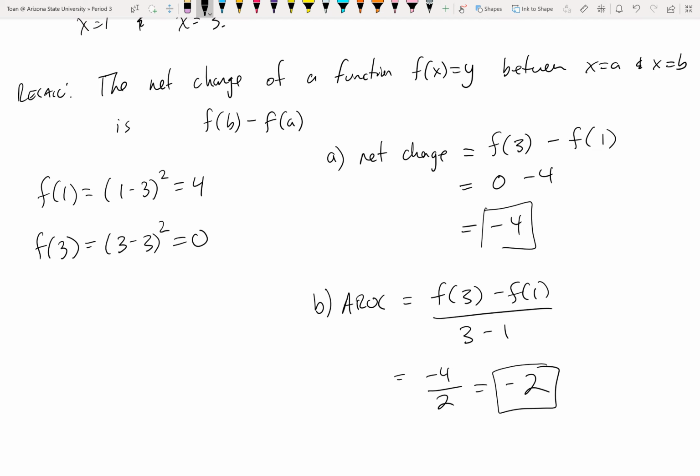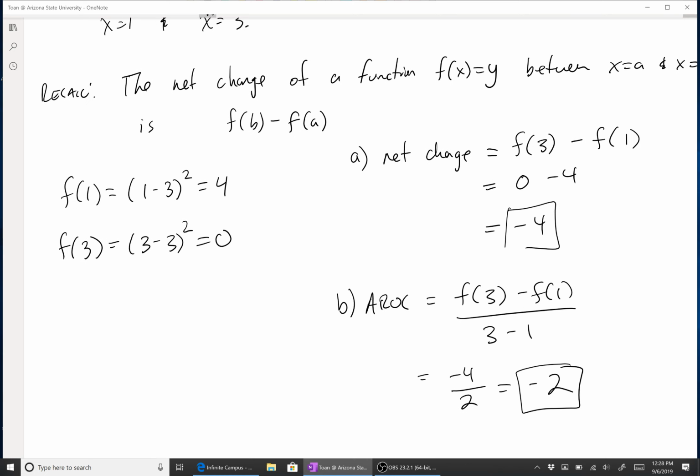Any questions with this example? That's it. That's what 2-4 is all about. I'm going to give you a whole bunch of functions and stories, and I'm going to ask you to find the average rate of change. Nothing more than slope.